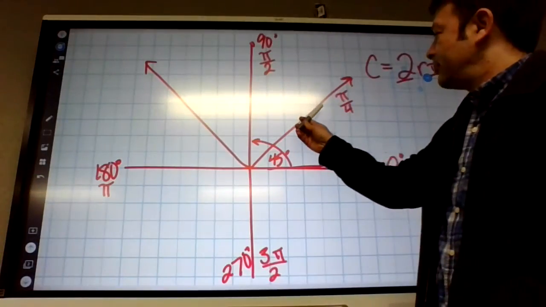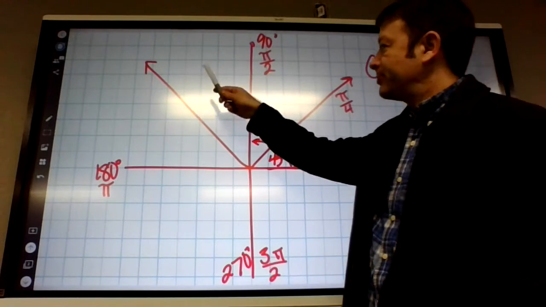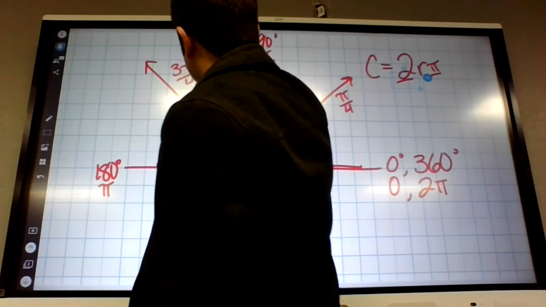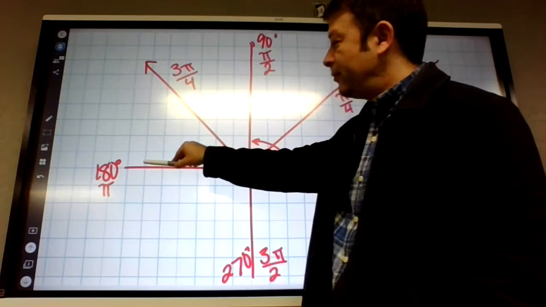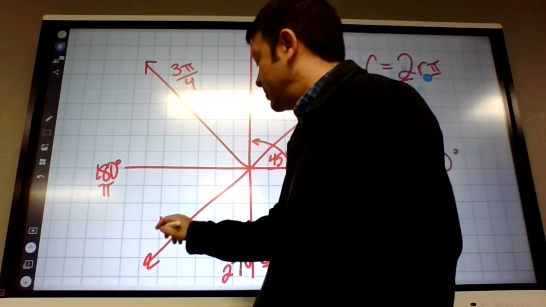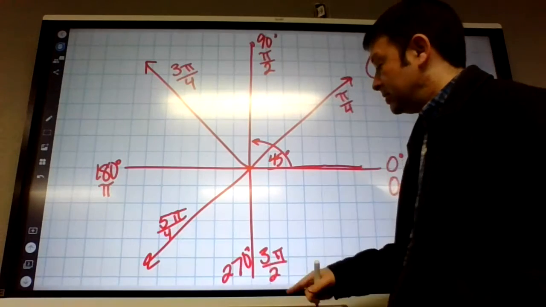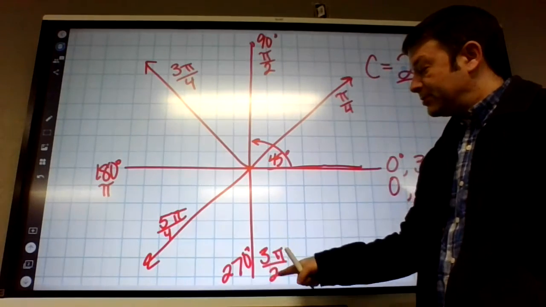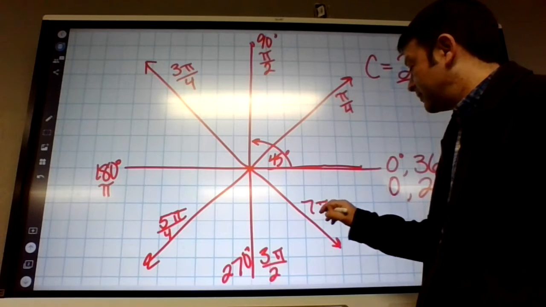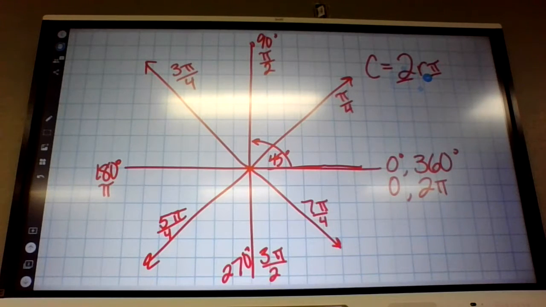So if this is 1/4 pi, this would be 2/4 pi, this would be 3/4 pi, or 3 pi over 4. 4/4 pi is equal to 1 pi. This would be 5/4 pi, or 5 pi over 4. 6/4 reduces to 3/2 pi. This would be 7/4 pi, or 7 pi over 4. Okay.